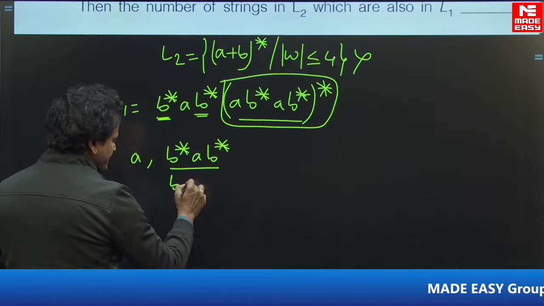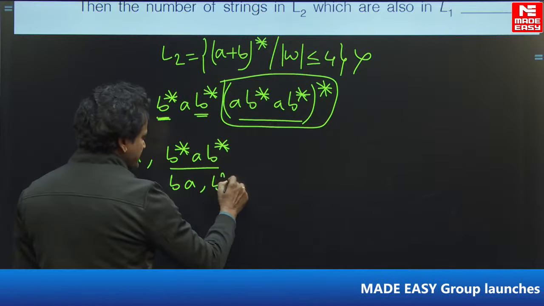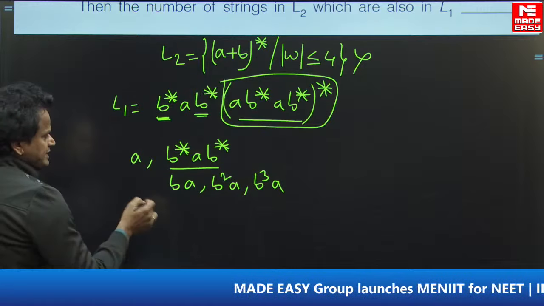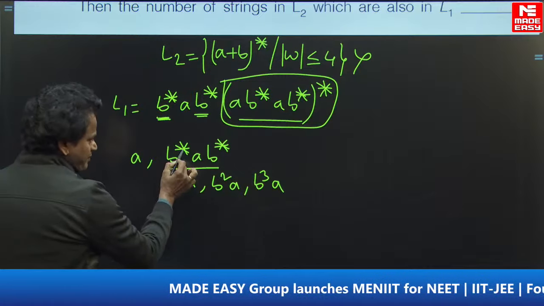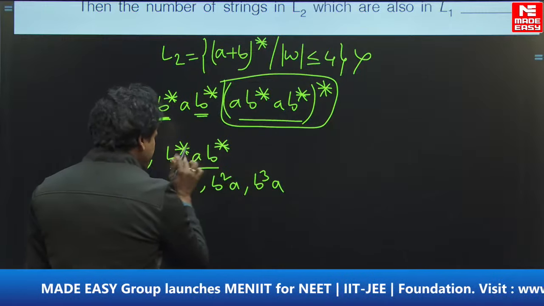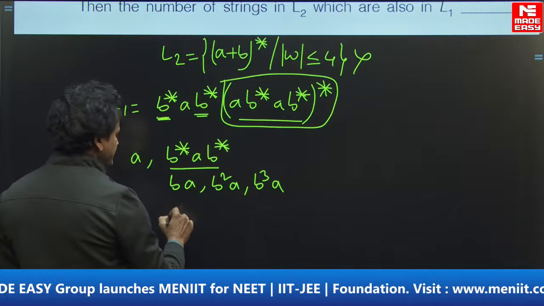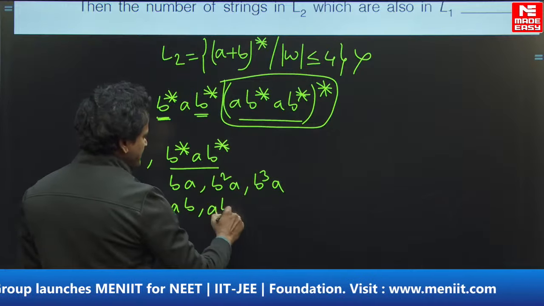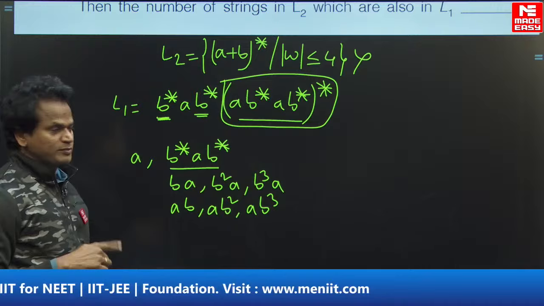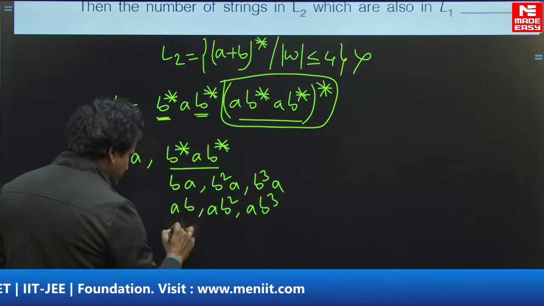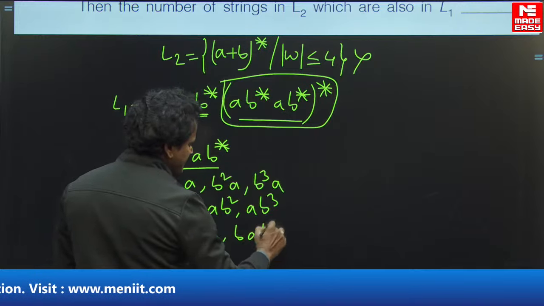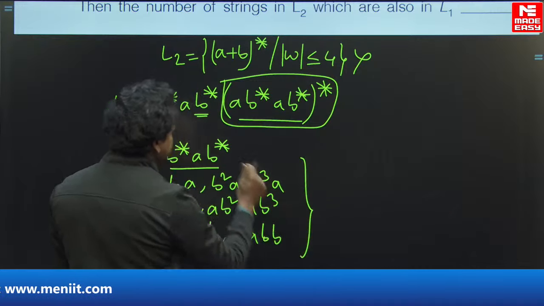I can take BA, or B square A, or B cube A, with B star as epsilon. So these are the strings we can get from B star: BA, B square A, B cube A. Or if you take this as epsilon, from this we can get AB, AB square, AB cube. So length 0 to less than or equal to 4. Otherwise we can go for BB, AB, and also BA, BB. So these are the possible strings when this is epsilon.